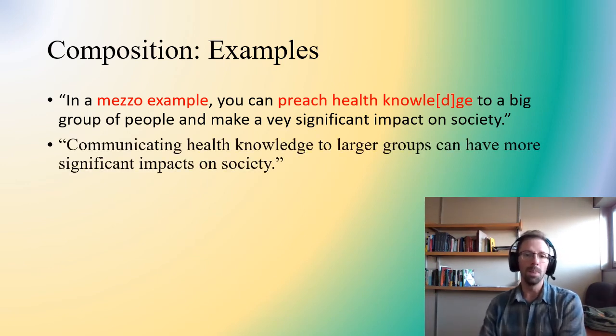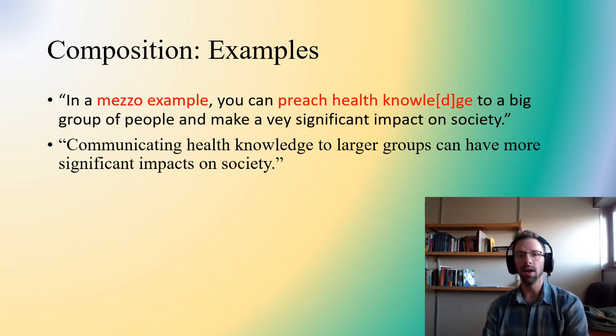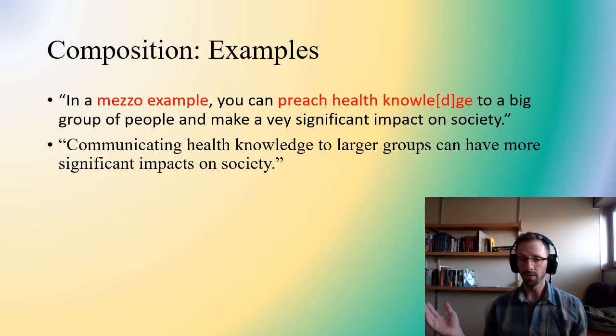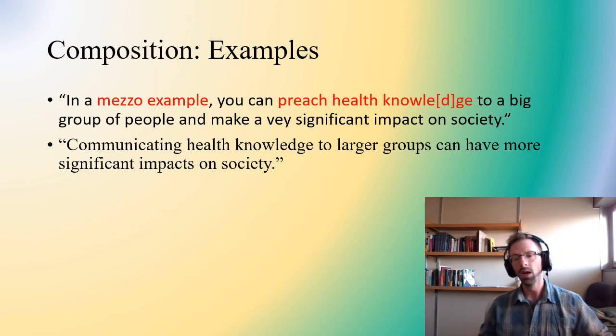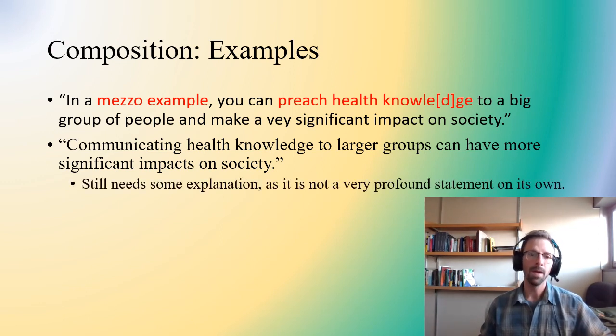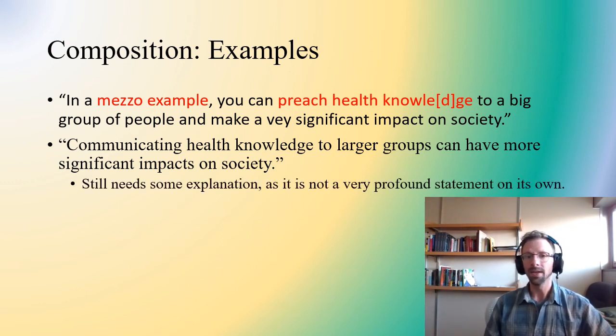So here's a simpler way of saying this. Communicating health knowledge to larger groups can have more significant impacts on society. Okay, much simpler. Right? We still don't know what a meso example is, but that's kind of a separate matter. You should be clear about things like that as well, but here at least we know what the sentence is supposed to say now. It still needs some explanation, as it is not a very profound statement on its own. So keep that in mind as well.